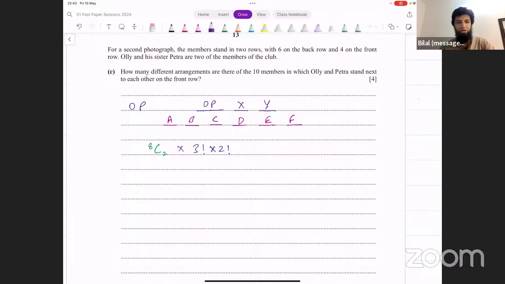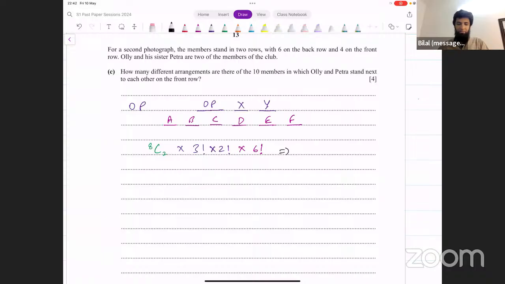These are the people in the front row. We have arranged them. Now, what about the people in the back row? In how many ways can we arrange them? They can be arranged in 6 factorial ways. And that is going to give us the final result. You can see what that turns out to be.